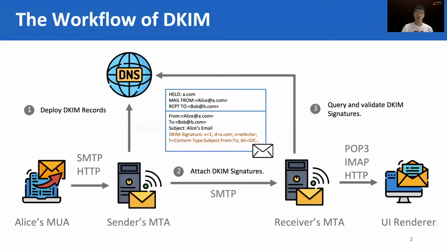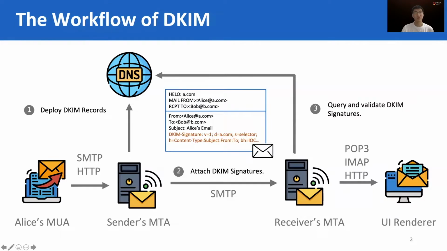Next, let's take a look at the workflow of DKIM. First, the sender deploys the DKIM protocol. They need to generate a key pair by an asymmetric encryption algorithm and then deploy the DKIM records, meaning the DKIM public key, on a DNS server of a specified domain.